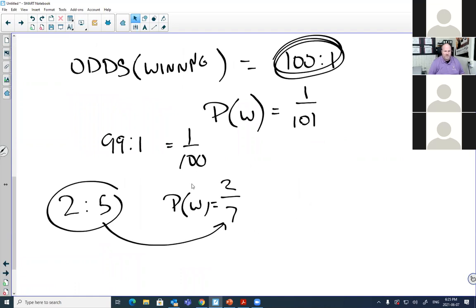These are two separate questions. I was just showing different ideas. Here, 2 to 5 odds, right? We take the 2 and the 5 and we add them together. We get the 7, which is the bottom of our probability, and we get 2 over 7. You just add them together. That's it.